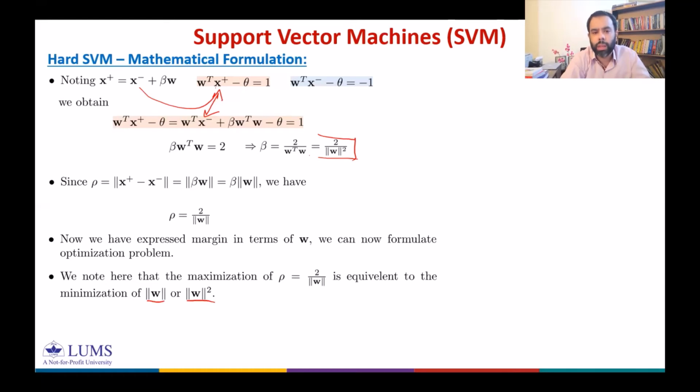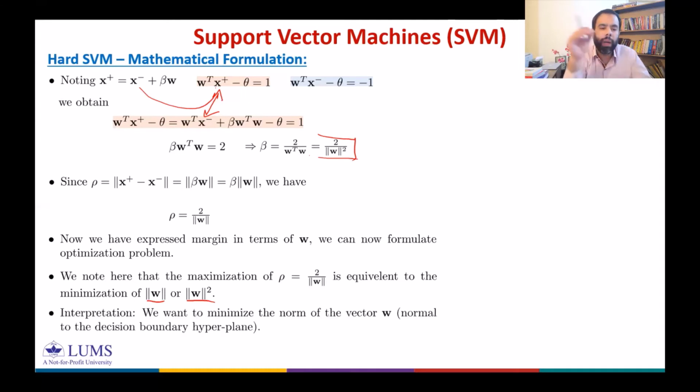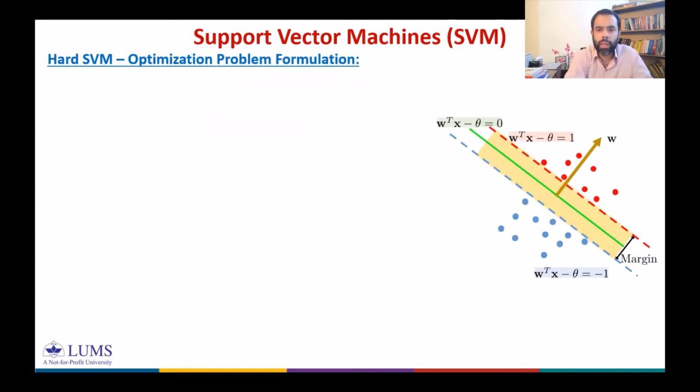If you minimize 1 over Euclidean norm, that is equivalent to maximizing Euclidean norm or square of Euclidean norm. And this can be interpreted as we want to minimize norm of the vector that is normal to the decision boundary hyperplane. So we're all set to define an optimization problem.